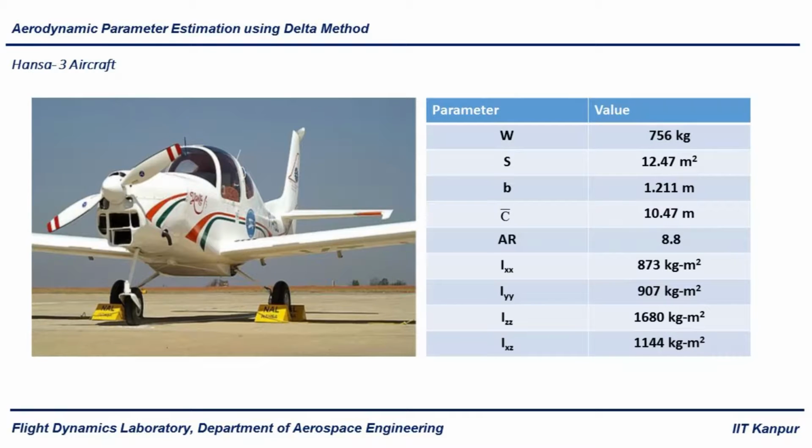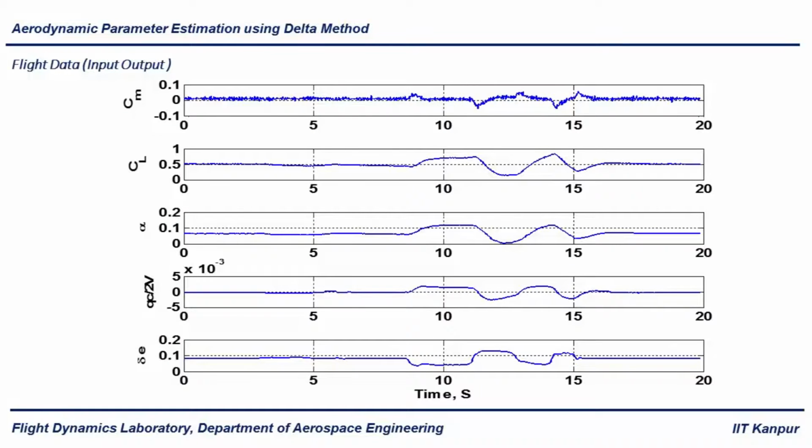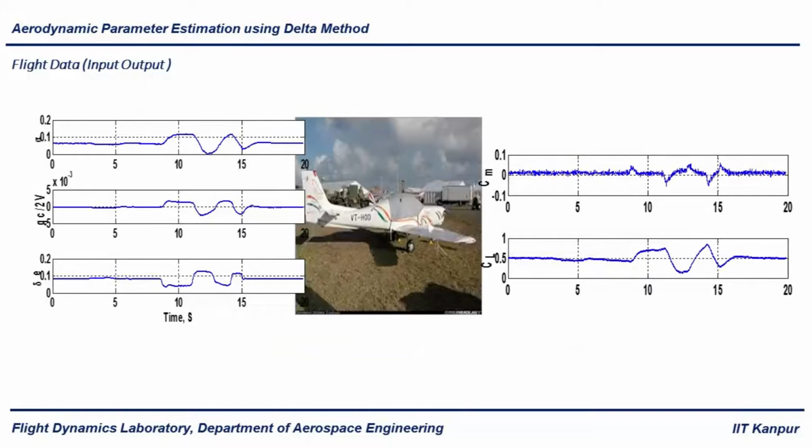So this is the aircraft which you have seen already in the earlier tutorial session with the parameters, and this was your flight data, which you are familiar with now. And if you see the input and output, it would look like this: alpha, q, delta E, CL, and CM.